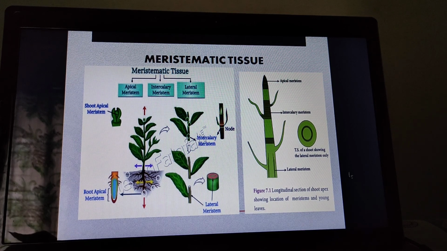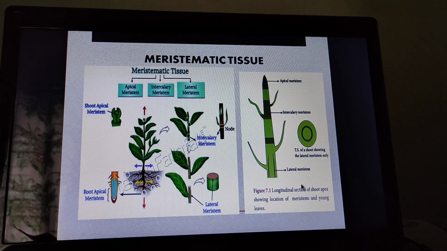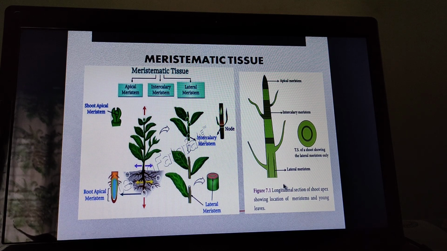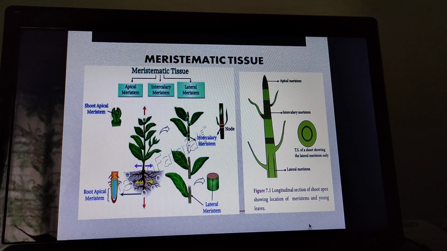Means the width and thickness also increases. This kind of growth is known as secondary growth. So primary growth takes place by whom? By apical meristem, means plant increases in their length, but plant increases in width and thickness. This takes place by lateral meristem, and this kind of growth is known as secondary growth.